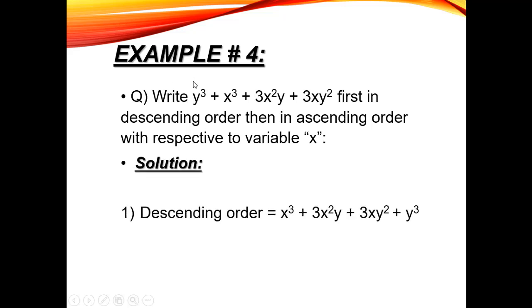This x cube term contains the greatest power, so we have taken it at the first position. Secondly, the term with x power 2 contains the lesser power, so we have taken it at the second position. Then the term with x power 1 we have taken at the third position. And finally, y cube doesn't have any x, which means the power of x here is 0, so we have taken it at the last position. So this is the descending order of this expression with respect to x.